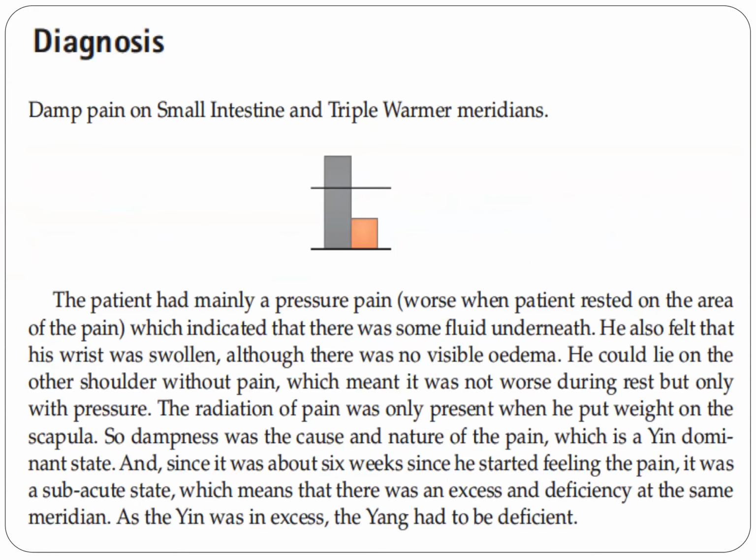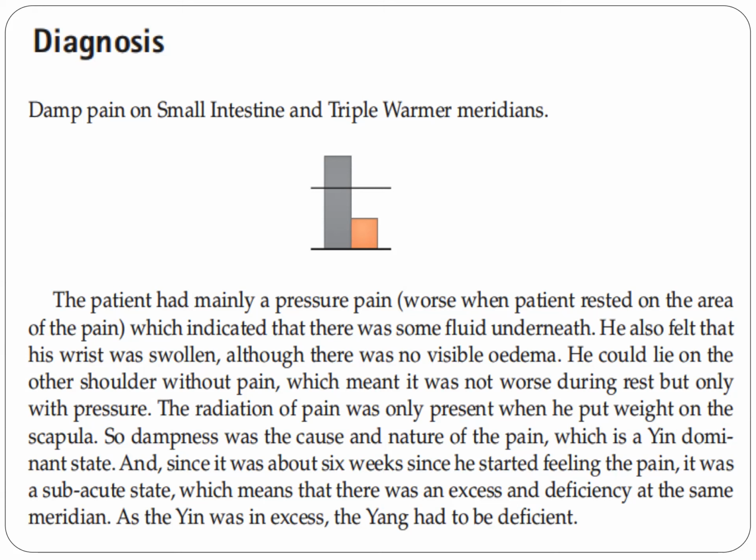Diagnosis: damp pain on small intestine and triple warmer meridians. The patient had mainly pressure pain, worse when the patient rested on the area of the pain, which indicated that there was some fluid underneath. He also felt that his wrist was swollen, although there was no visible edema. He could lie on the other shoulder without pain, which meant it was not worse during rest, but only with pressure. The radiation of pain was only present when he put weight on the scapula.